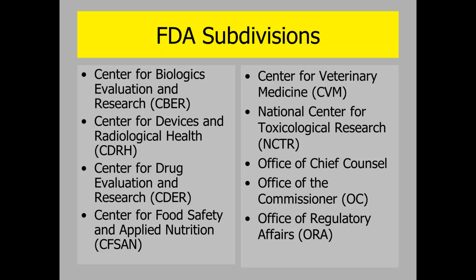And medical foods, so foods that are intended to have a biological benefit. Within the FDA, there's a variety of key subdivisions. There's the Center for Biologics Evaluation and Research, CBER, the Center for Devices and Radiological Health, CDRH, the Center for Drug Evaluation and Research, CDER, and then the Center for Food Safety and Applied Nutrition, CFSAN. In addition, there's a Center on Toxicological Research, Veterinary Medicine, the Office of the Chief Counsel, the Office of the Commissioner, and the Office of Regulatory Affairs.